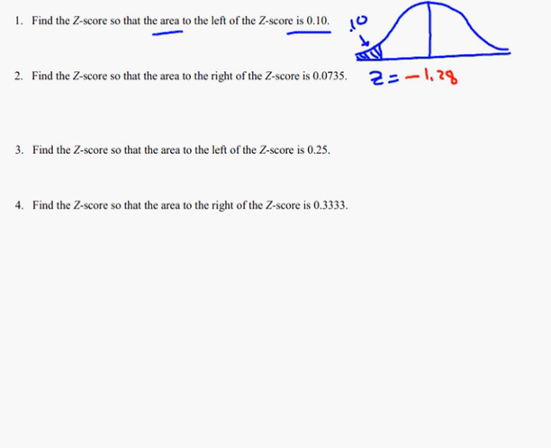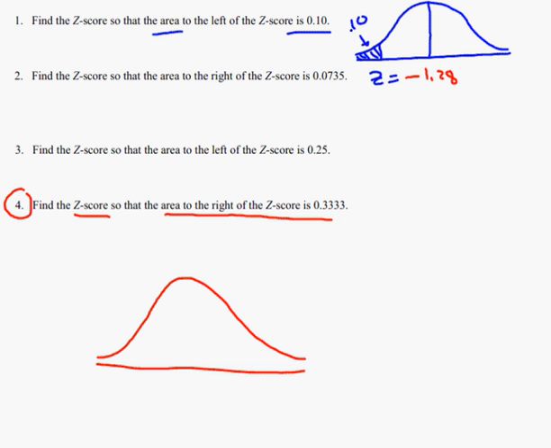Okay? And the only thing that gets a little bit trickier, maybe, is if you look at a problem like 4, for example, find the z-score so that the area to the right of the z-score is 0.3333. So we draw the normal distribution. We want the area on the right of our z-score to be a third. So that z-score is going to be over here somewhere. This is a z that I don't know.